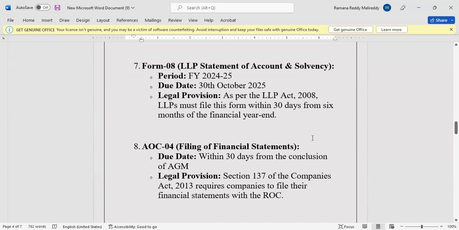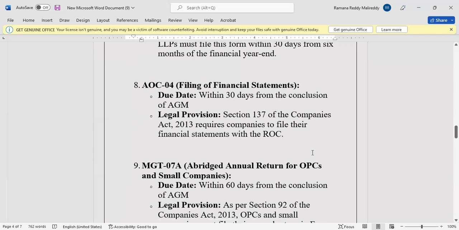Another form, Form 8. This is the LLP Statement of Accounts and Solvency for the financial year 24-25. The due date is 30th October 2025. As per the LLP Act 2008, the LLP must file this form within 30 days from 6 months from the financial year end. Form 8, due date 30th October 2025. This is for LLPs, Statement of Account and Solvency.